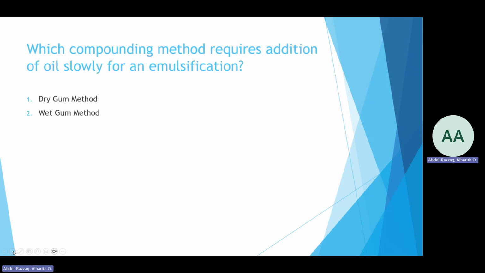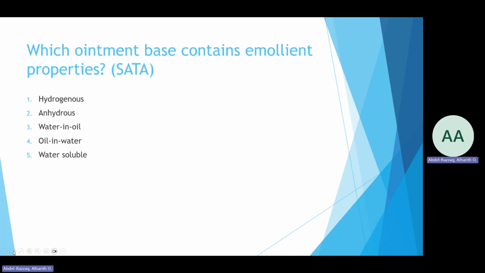Next question. Which compounding method requires addition of oil slowly for an emulsification? And our answer here is going to be the wet gum method. So if you remember that little blurb I gave about how to remember, refer to that if you forget in the future.